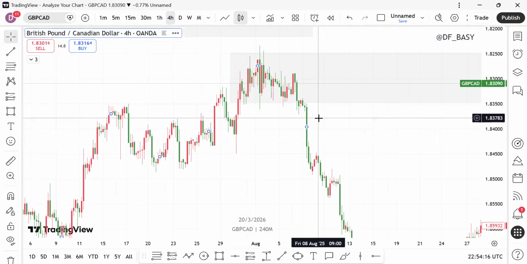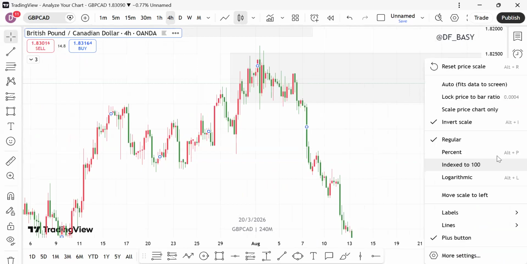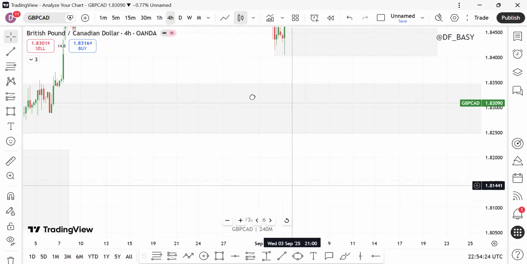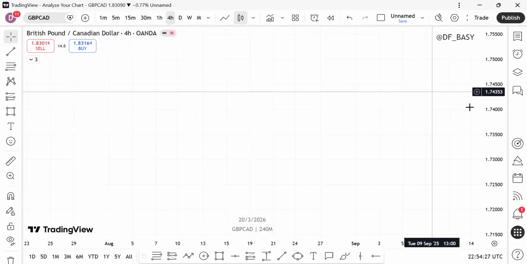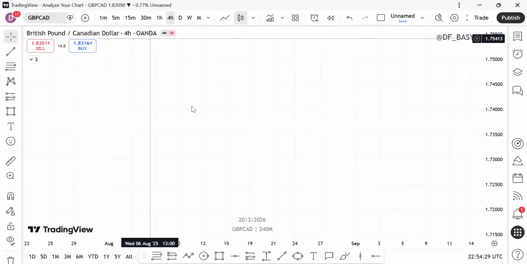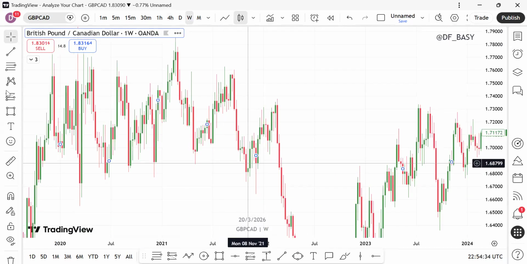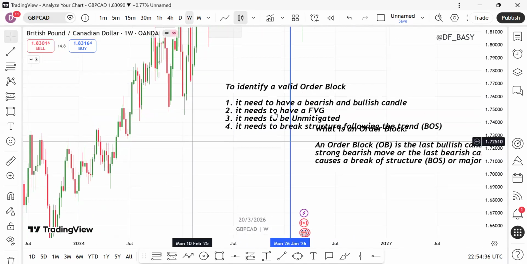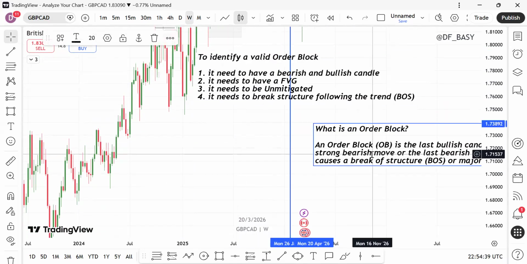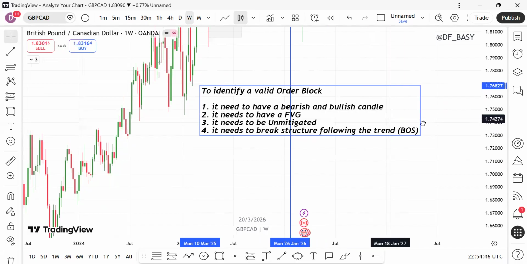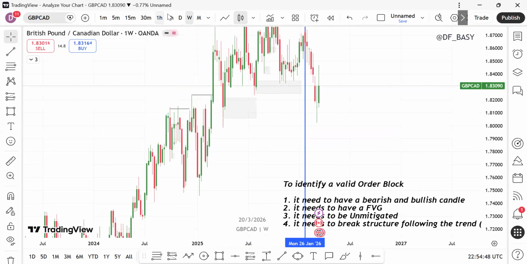So now remember your blocks, you should be marking them according to the trend. I hope I added that to the rule. You should be breaking structure. I think I added that to the rule. Let me go to the weekly. Okay, the fourth rule, it needs to break structure following the trend. It needs to break structure following the trend, right?